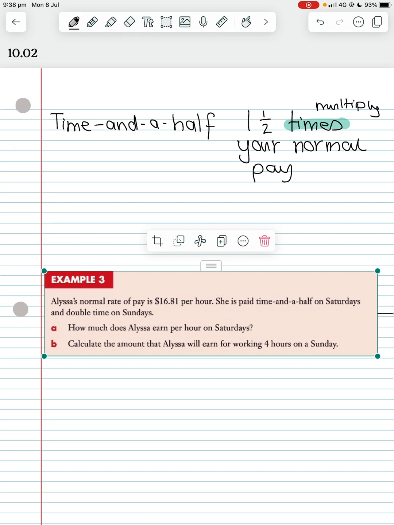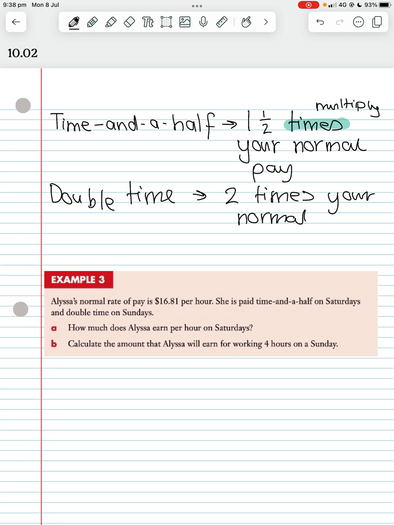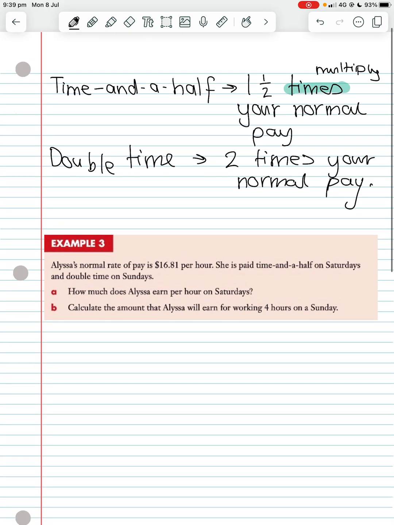The other one that we need to know is double time. And what that is, 2 times your normal pay. So you're just times your normal rate by 2. So let's jump in with this first example.